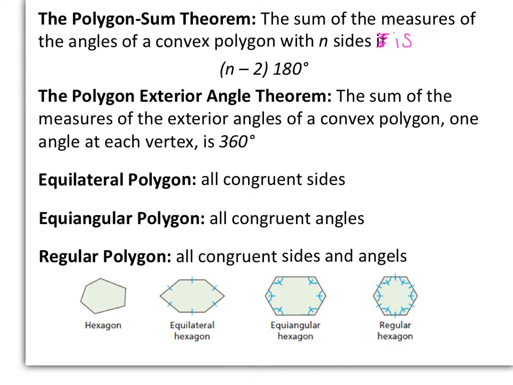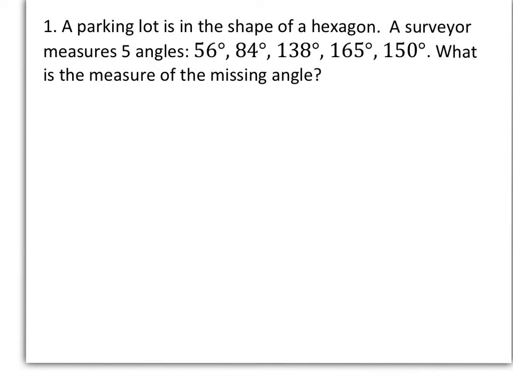An equilateral polygon is where all sides are congruent. Equiangular polygons have all congruent angles, and a regular polygon has all congruent sides and angles. And here's some examples of each. So we have a hexagon, an equilateral hexagon, equiangular hexagon, and a regular hexagon.